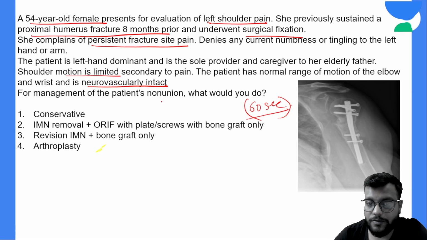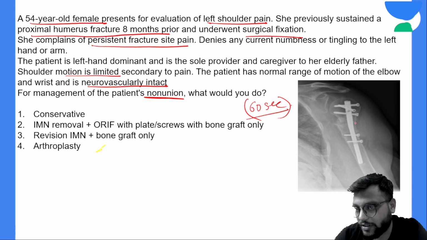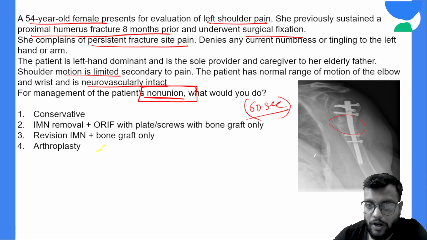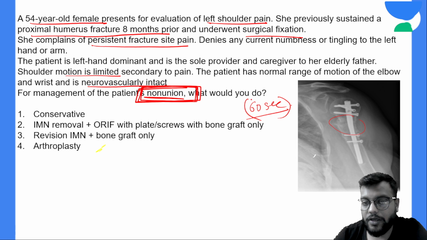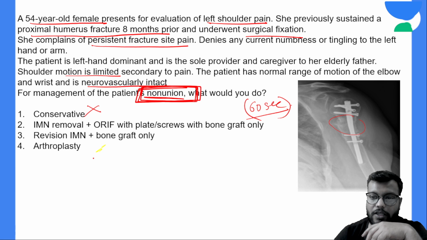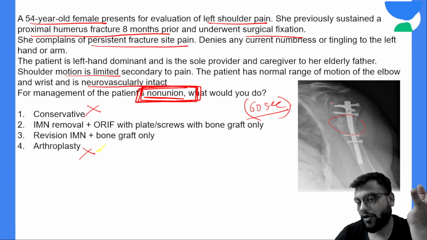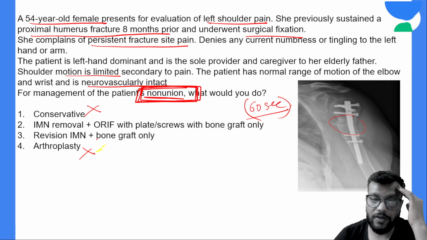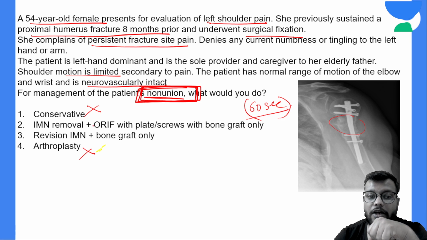For management of this patient's non-union, here you can see that interlocking nail of the humerus has been done, and this is a case of non-union after humerus nail. Now what will be your next management? Okay, it is non-union, so we cannot keep it conservative. Arthroplasty is not needed because the joint is normal. Revision intramedullary nail with bone graft, or nail removal with ORIF with plate and with bone graft.